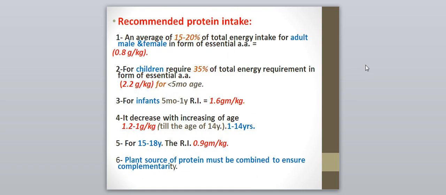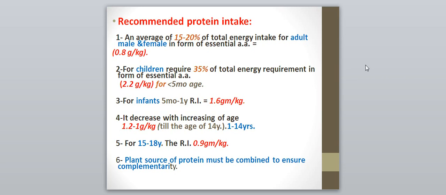So what is the recommended protein intake? The average for adult males and females is 15 to 20% of the total energy intake, and in the form of essential amino acids, in quantity in grams per kg, it is 0.8 gram per kg. While children require more than adults; they need 35% of total energy requirement from a protein source, and it equals 2.2 gram per kg for those less than 5 months of age.